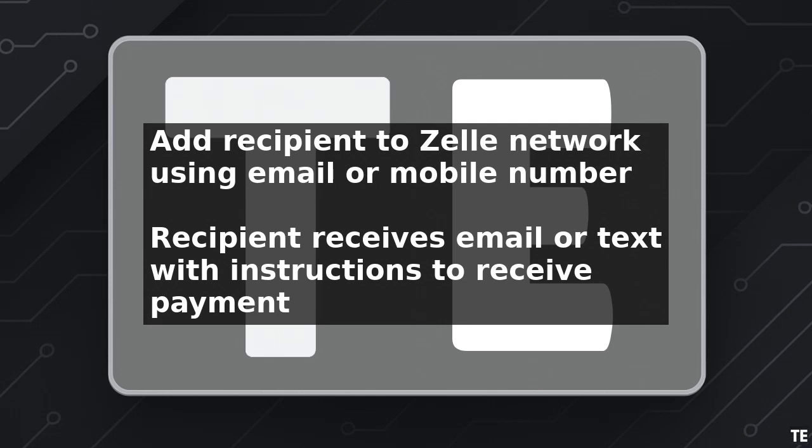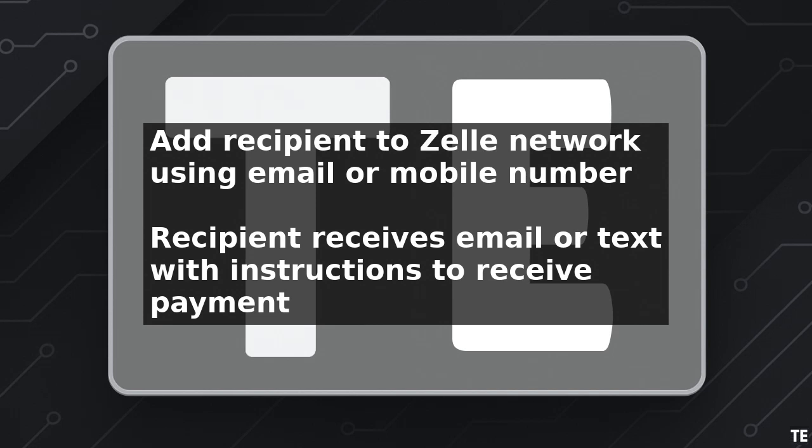Next, you will need to add the recipient to your Zelle network. You can do this by entering the recipient's email address or US mobile phone number. The recipient will then receive an email or text message with instructions on how to receive the payment.